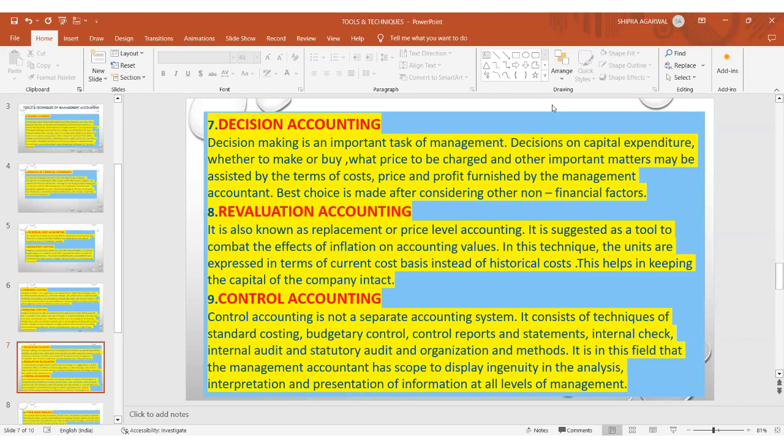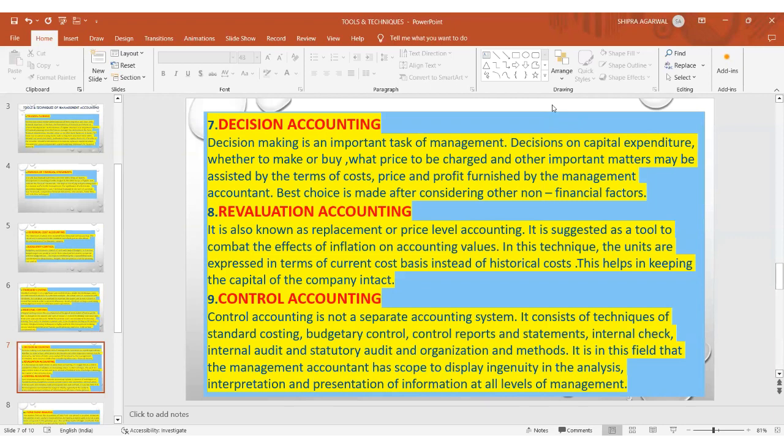So in that case, from time to time we need to revalue the price of the assets that we already own, right? As a result, we even call it replacement or price level accounting. This particular technique will help you combat the effects of inflation on accounting values. Instead of just considering your historical cost values, we will be able to account for the present values. So it will help us in keeping the capital of the company intact.